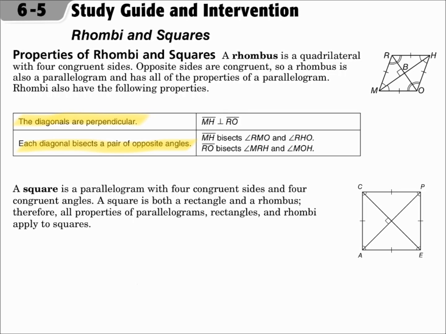A square has 4 congruent sides and 4 congruent angles. A square is both a rectangle and a rhombus because of that. So for squares, they also have all properties of parallelograms, rectangles, and rhombi. Remember all of the properties and look at each situation and use the rule that applies.